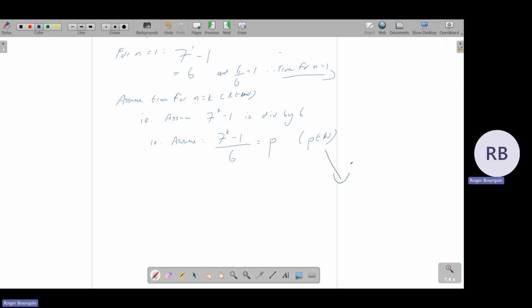Now, you want to isolate the power. So this is still our assumption, guys. Isolate the power in our assumption. So what's the power here, in this statement over here? Not just K, that's the exponent. What's the power? 7 to the K is the power. So we get 7 to the K minus 1.